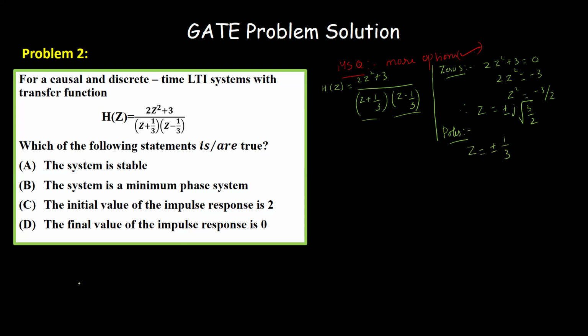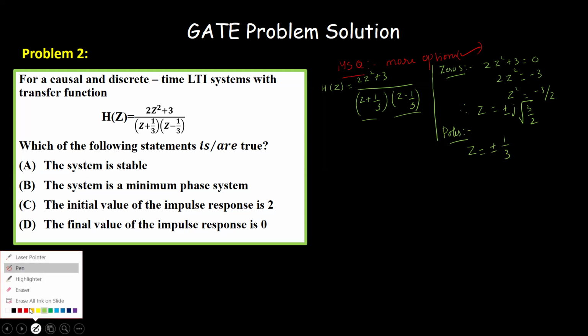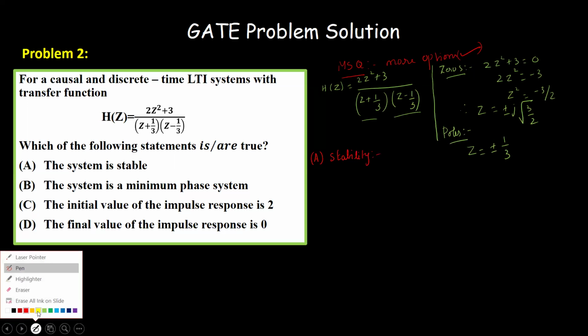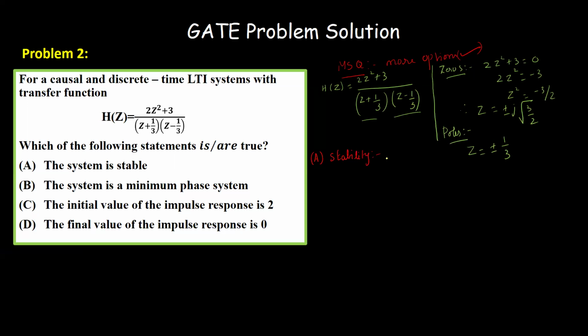Okay, so let me check with each option. Option A is the stability condition, so we will go with the first option. Stability: what is the condition for stability if h of z is given? All the poles should lie inside the unit circle. Okay, let me check that.